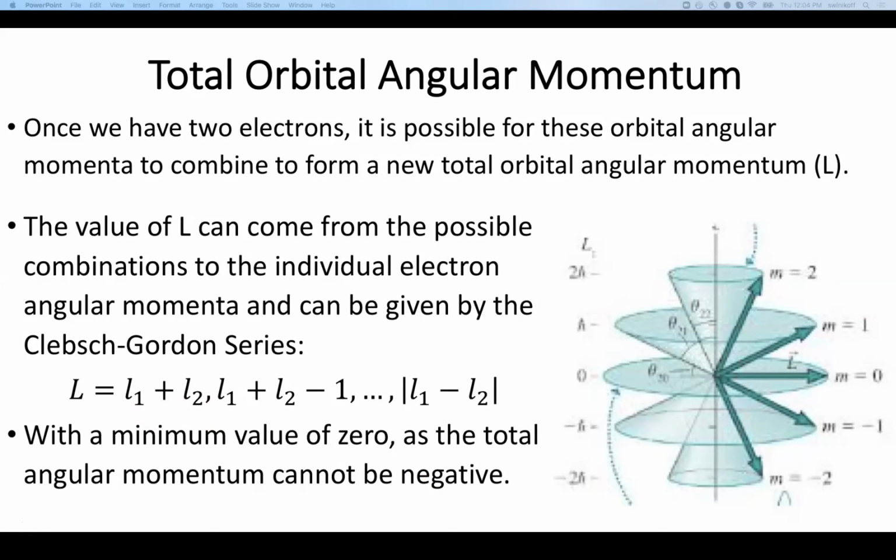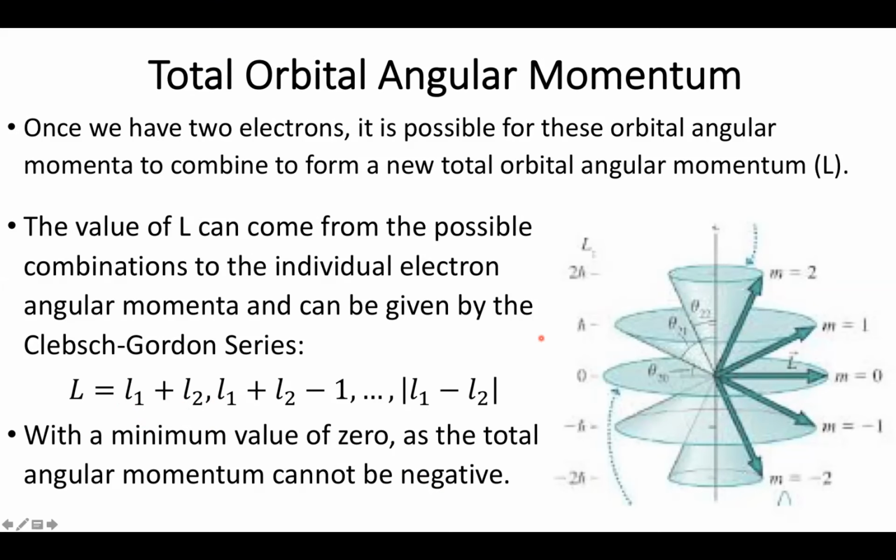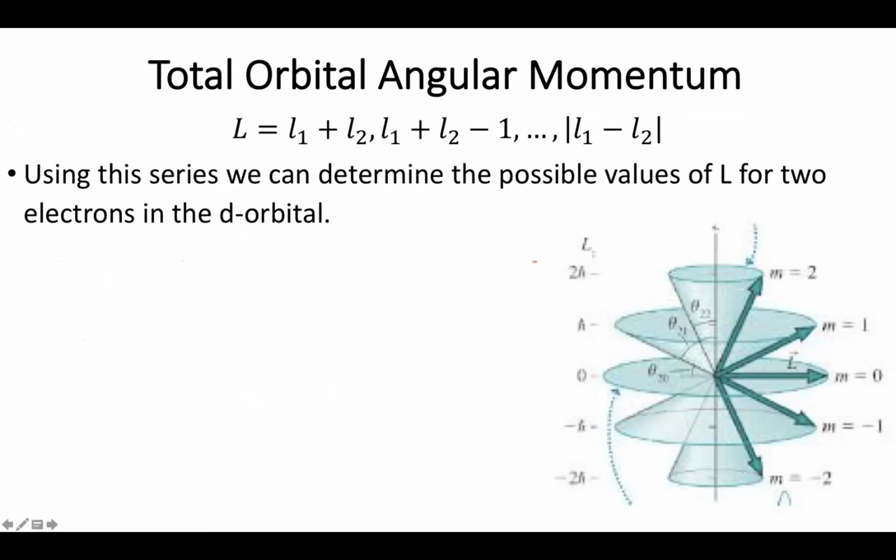Now, this can seem a bit much, so let's try and extend this idea to a real system. So let's go ahead and apply this to a system containing 2 electrons in the d orbital. If I have this case, then L sub 1 is going to equal 2, and so will the orbital angular momentum of the second electron.